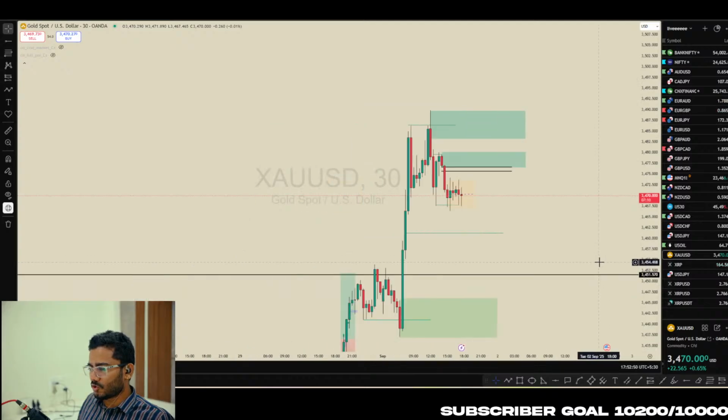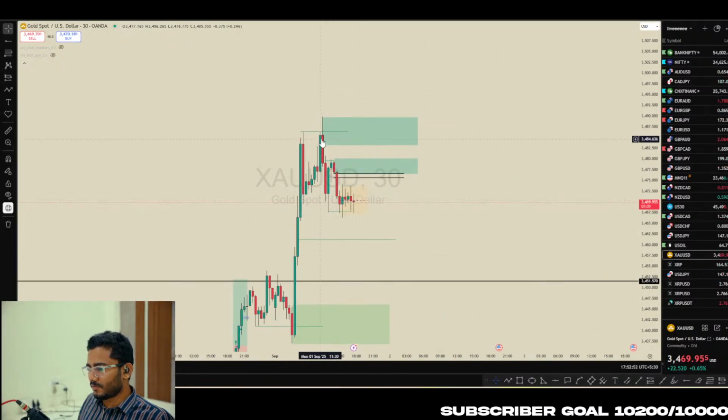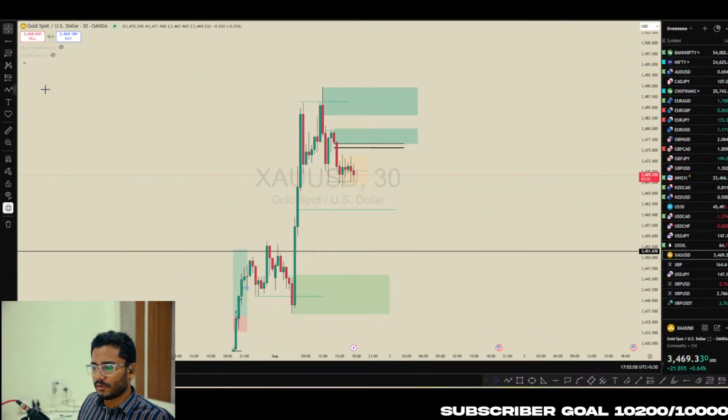On 30 minutes, there is a strong reversal over here, but price is struggling because a lot of people are buying and selling at the same time. That's why price is creating consolidation. So if price breaks to the upside and breaks this side, then probably we look for buy only.